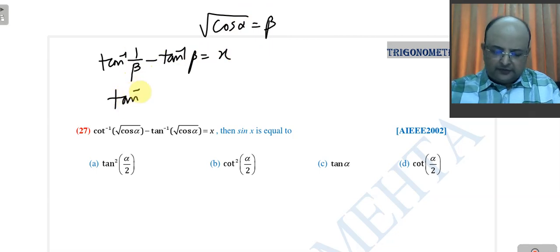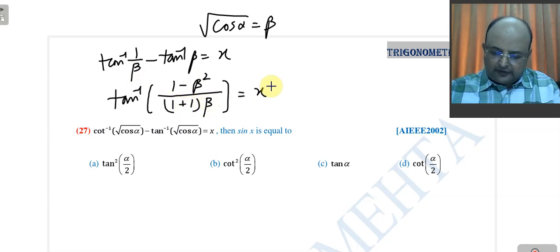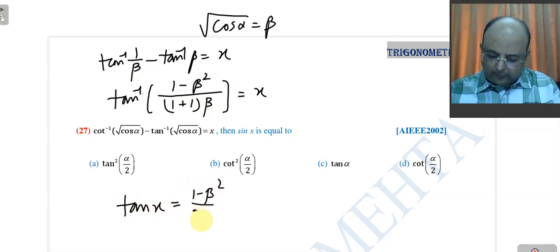What is tan inverse alpha minus beta? Tan inverse, if I go for LCM, it is 1 minus beta square upon 1 plus 1. Beta has come from top to bottom, that is your x. So your tan x equals to 1 minus beta square upon 2 beta.